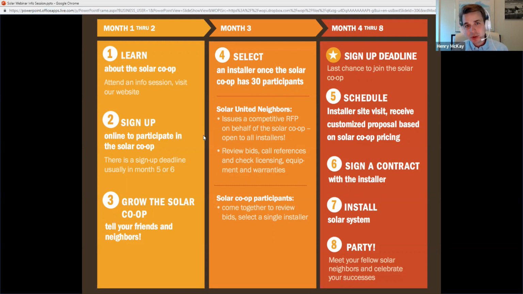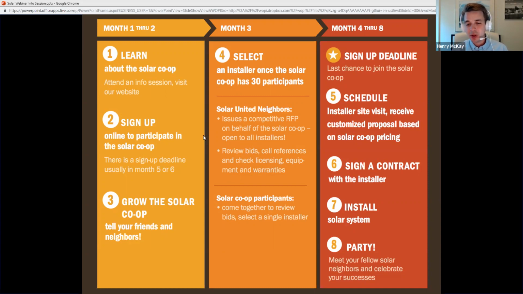Once they pick that solar installer, that installer gets the list of leads, the list of members in the co-op, and they can start contacting them, scheduling a site visit with you, and developing customized proposals at the group pricing rate. And then we work one last time, usually it's about 2 months, to grow the co-op as large as possible before that sign-up deadline hits. And throughout this time, the solar installer is doing those site visits, and you're signing contracts with the installer, and they're actually starting the installations.